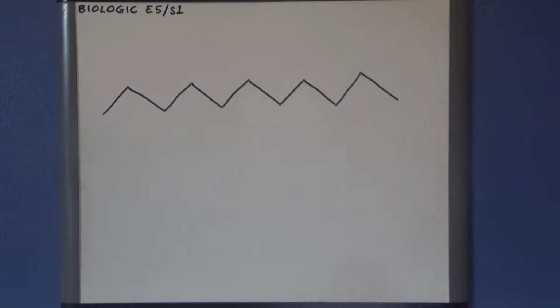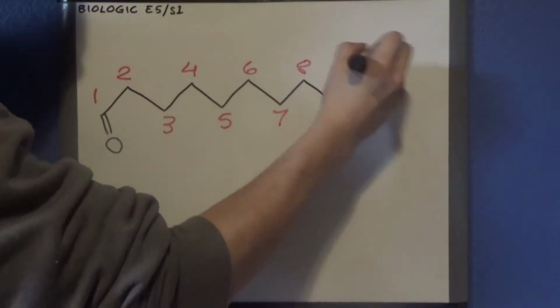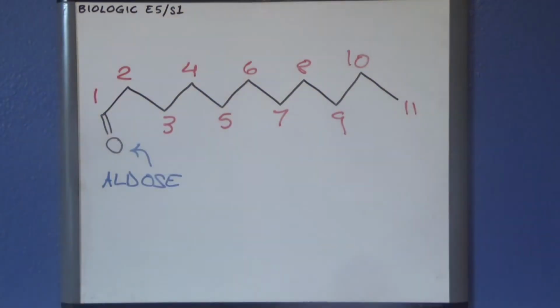The numbering will start at the end that's closest to the carbonyl group. So let's say that the carbonyl group is an aldose on the left end of the chain. The carbonyl carbon, which is the farthest left atom in the chain, is then labeled the 1' carbon. The rest of the carbon atoms in the chain are just labeled sequentially going from left to right. So it's pretty simple. But let's make it a little more complex.